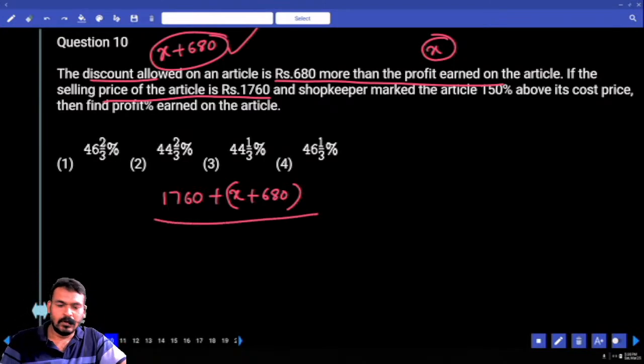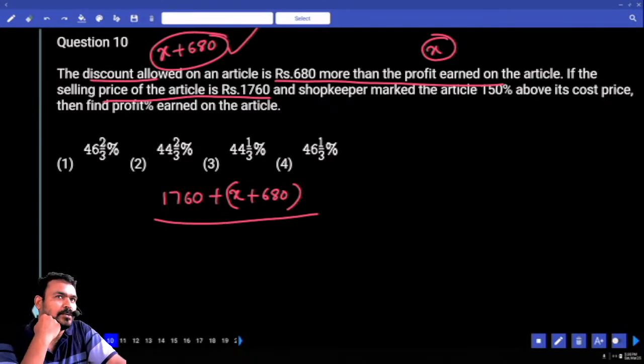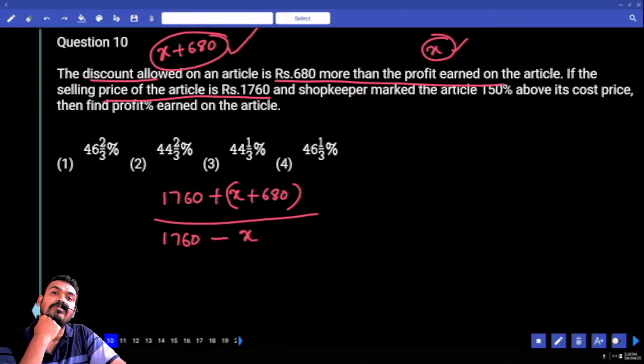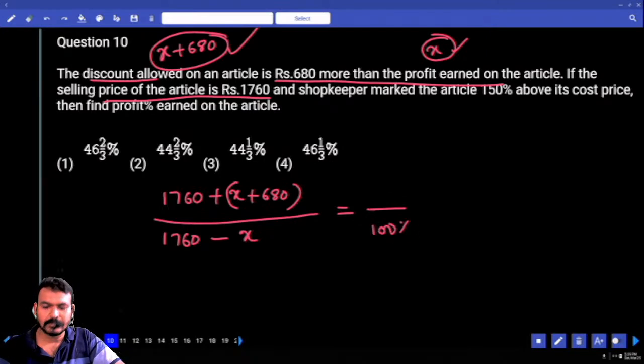Next, what is the cost price? Cost price means before the profit, cost price. After the profit, selling price. What is the selling price value? 1760. In that, profit is how much? X. 1760 minus X. We get which one? Cost price or not? Numerator is market price. Denominator cost price. Okay. Suppose I consider cost price as 100%.